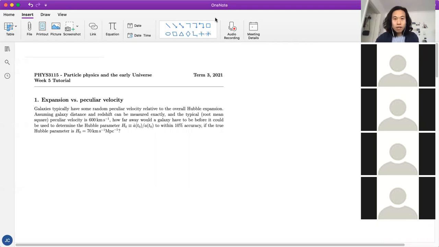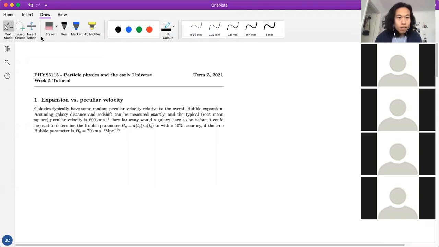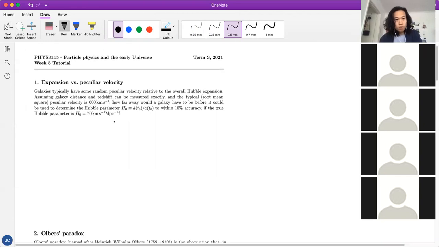Okay, so now we kind of switch gears completely into cosmology. And for this first one is two very conceptual problems. First one is just talking about expansion versus peculiar velocity. So we're obviously assuming that we're in a FLRW universe, so it's an expanding universe.